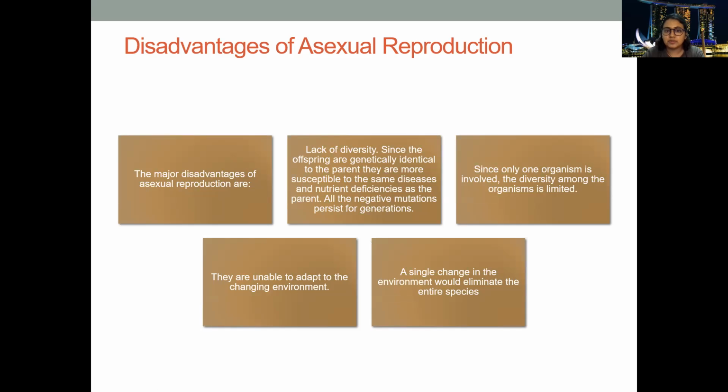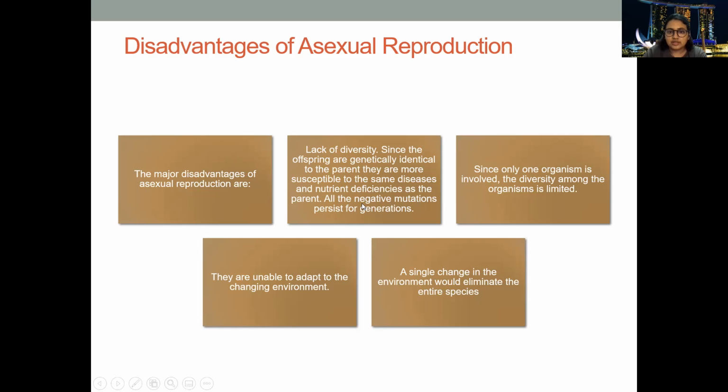Since the offspring are genetically identical to the parent, they are more susceptible to the same disease. Nutrient deficiency will also be there, because suppose in a small area there are a lot of the same plants, they need the same kind of food. But if they have some variation within themselves, their requirements will be different.